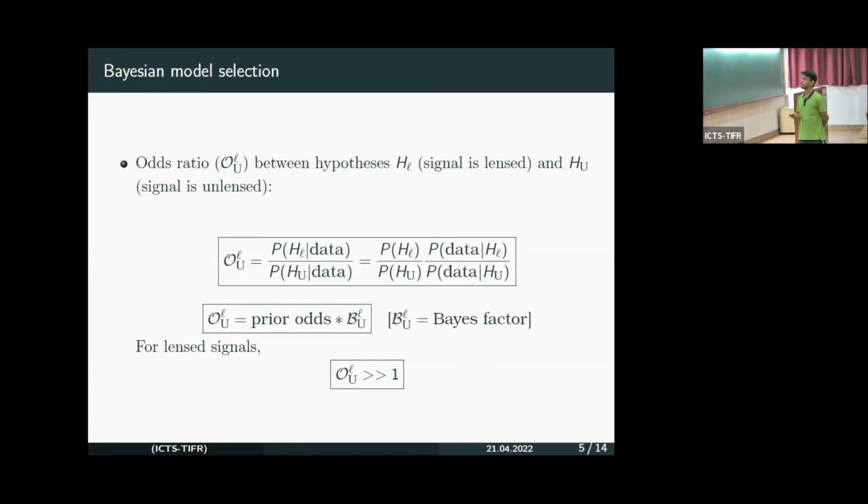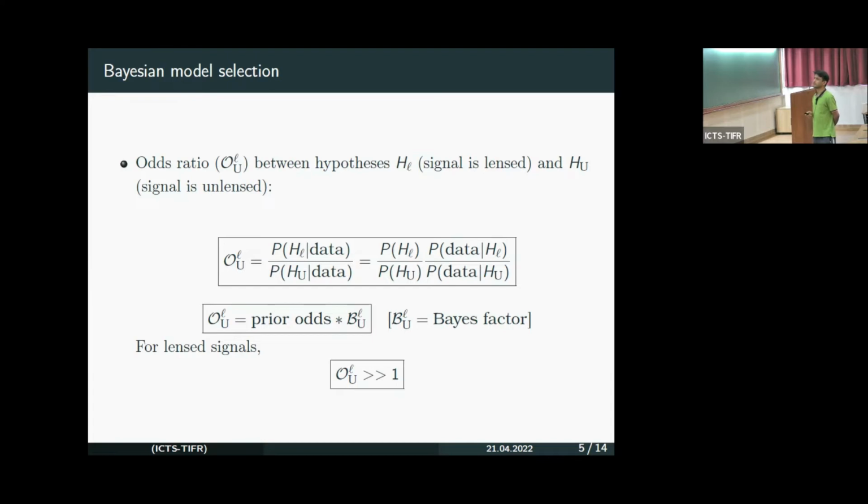So how do you say whether a GW is lensed or not? To quantify this, we model a statistic. We call it the odds ratio, where we define two hypotheses: the signal is lensed, and the signal is unlensed. The odds ratio is defined in terms of these two quantities.